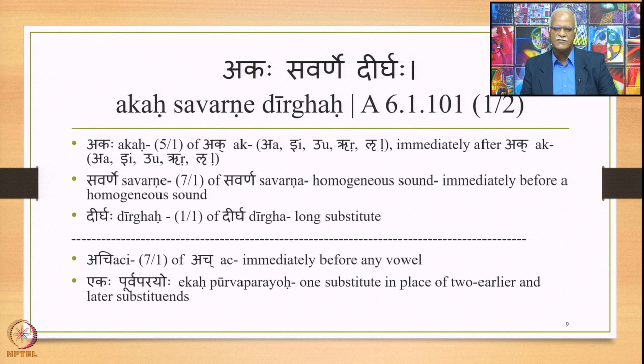Savarṇe is 7/1 of savarṇa. Savarṇa means homogeneous sound. So savarṇe means immediately before a homogeneous sound. And dirgha is 1/1 of dirgha, meaning long. So dirgha means long substitute. There are two words continued from the previous sutras, achi, 7/1 of ach. Ach means a vowel. So achi means immediately before any vowel. This continues from iko yanachi and ekah purva parayoho. One substitute in place of two, previous and latter, these two substituents.